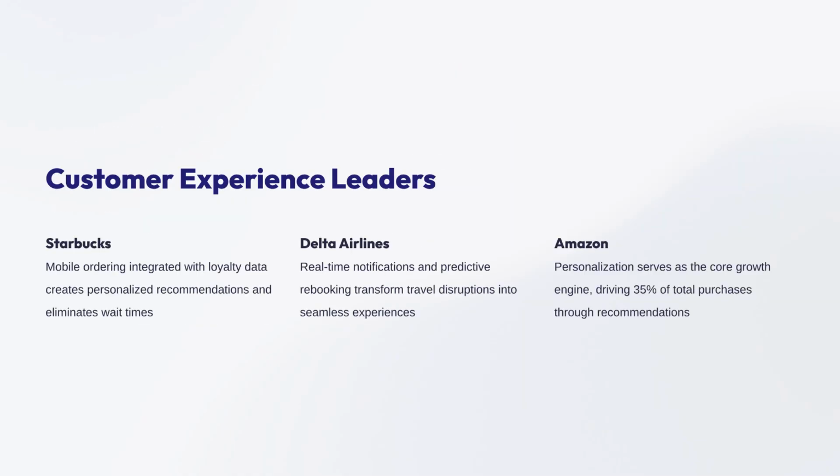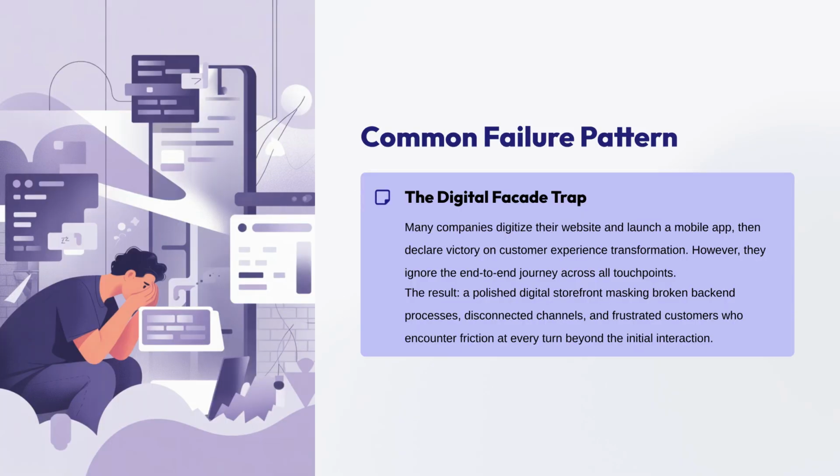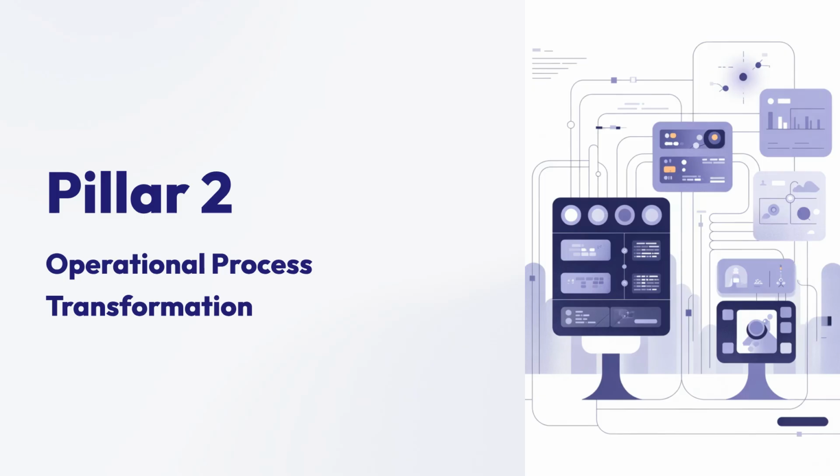Customer experience leaders like Starbucks use mobile ordering integrated with loyalty data. Delta Airlines uses real-time notifications, and Amazon drives 35% of total purchases through personalization. A common failure pattern is the digital facade trap. This is when companies digitize the front end, like a website, but ignore broken back-end processes, resulting in friction beyond the initial interaction. Next is Pillar 2, Operational Process Transformation.